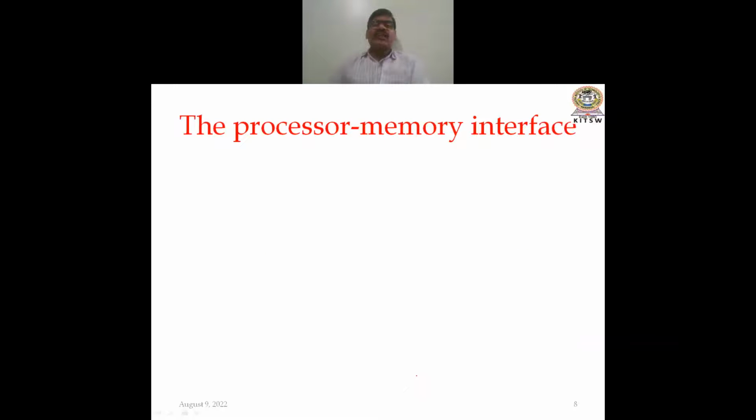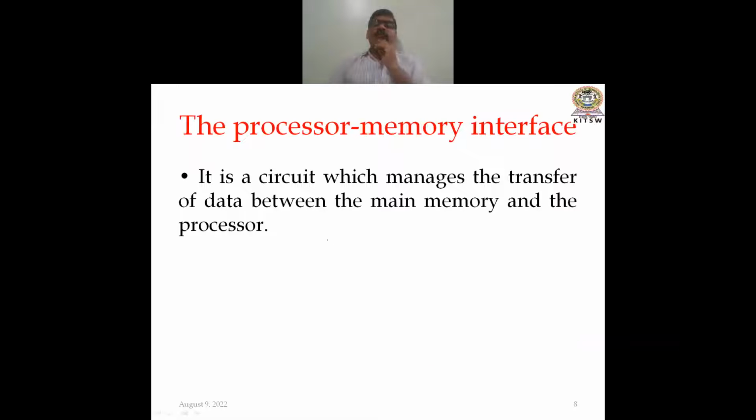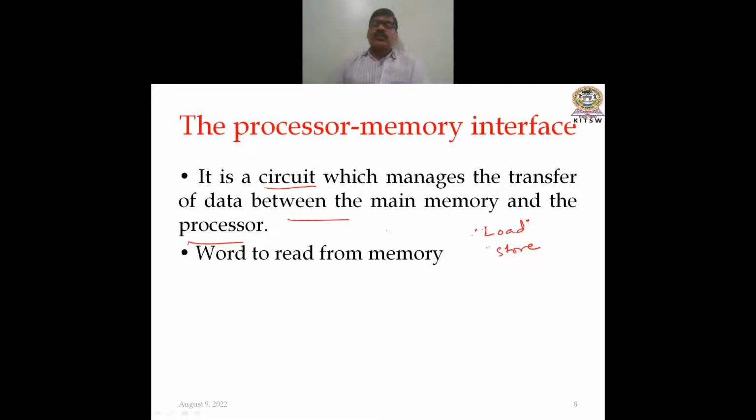Fine. Now the processor and memory interface is an IC circuit, and its purpose is to manage the transfer of data between the main memory and the processor. It is an electronic circuit which manages the transfer of data between the main memory and the processor. Generally, when we are reading or storing data, that is the read and write operations, especially the load and store operations, the load and store instructions we have seen, this interface is used.